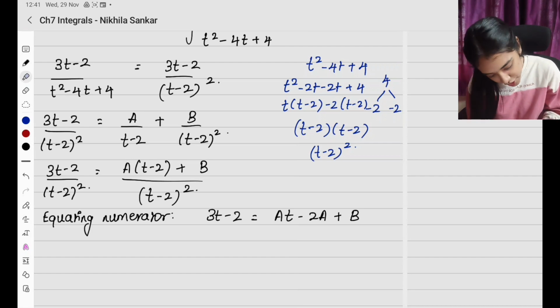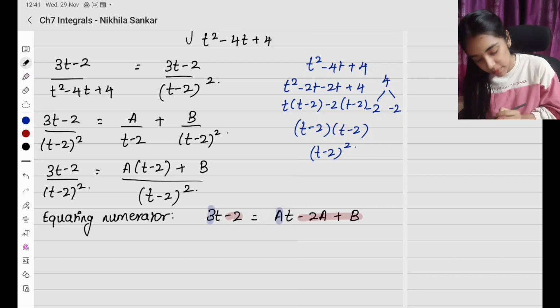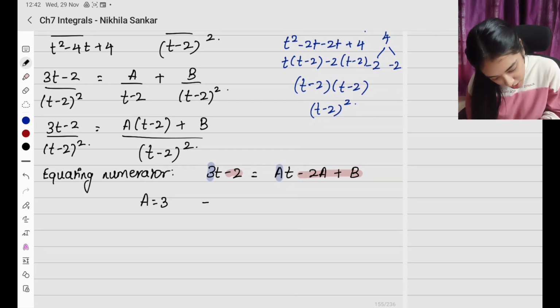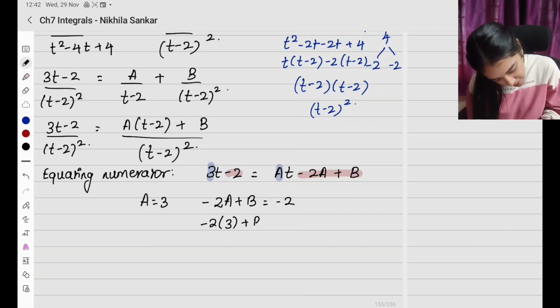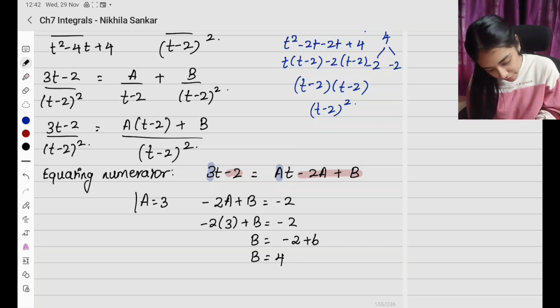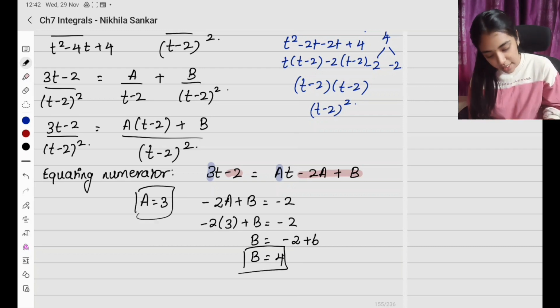So equating the coefficients, 3 equals a. Then what else do we have? Minus 2 equals minus 2a plus b. Equate. I have a equals 3, the coefficient of t. What about the constant? Minus 2a plus b equals minus 2. We already know the value of a. So 2 times 3 plus b equals minus 2. b equals minus 2 plus 6. 3 2s are 6. When it comes to this side, minus becomes plus. So the value of b is 4. So I found the values of a and b. I'm going to substitute.